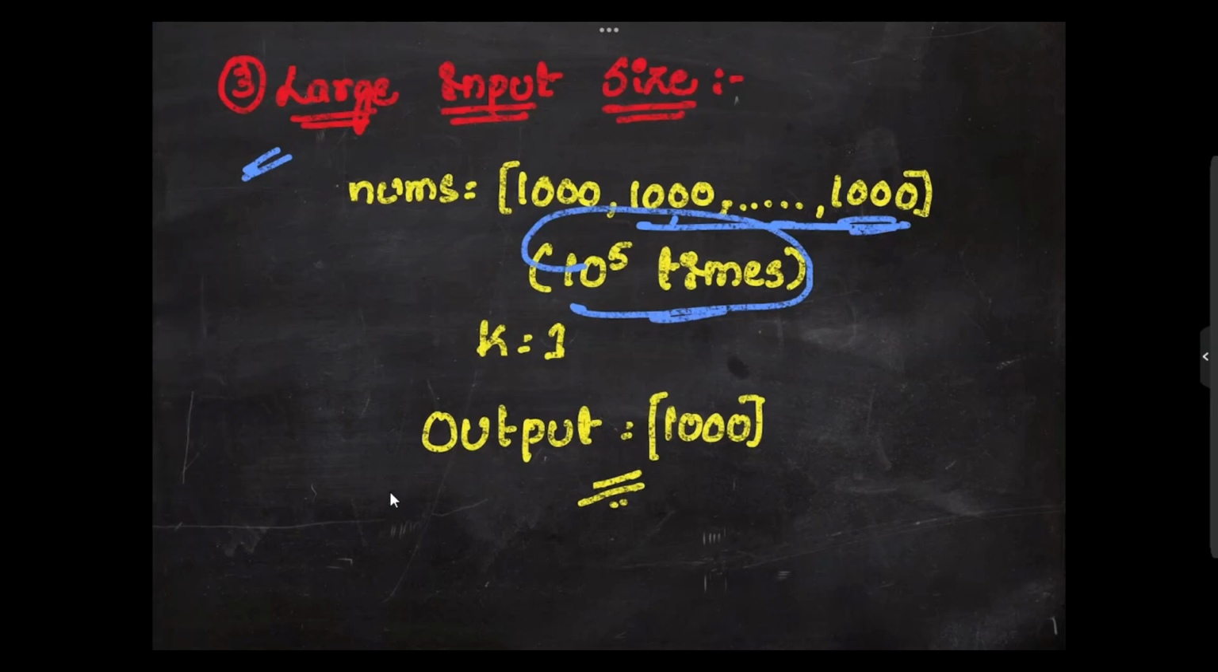K equals 1 they have given, and the input size is up to 10 to the power of 5 times the number 1000. So the output will be 1000. Why is the output here 1000?